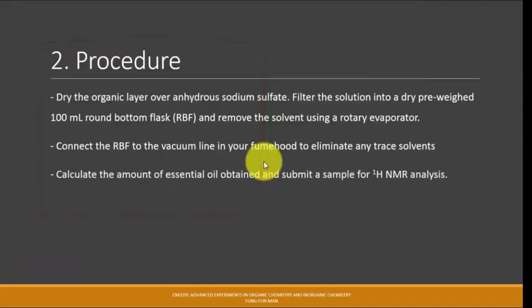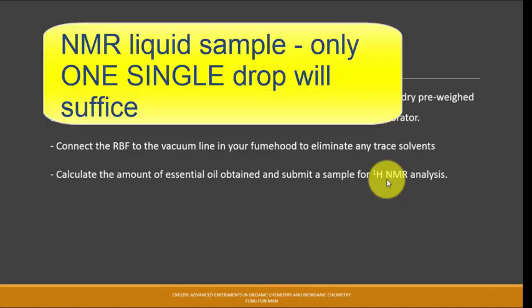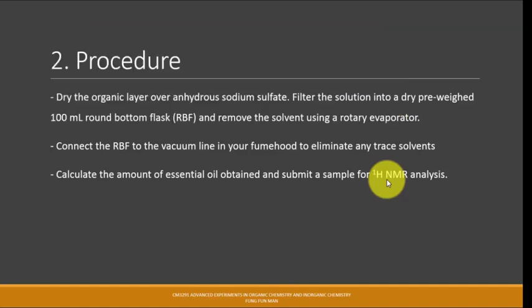And then finally, you're going to calculate the amount of essential oil obtained and submit the sample for NMR analysis. Just the proton will do, and you add 1 drop, just 1 drop. Do not add 5 drops, it's too much. When it's too concentrated, the people downstairs, the lab technicians at the NMR lab, will have a hard time getting a very good spectrum for you. So help them, help yourself. Just 1 drop will do for liquid sample.